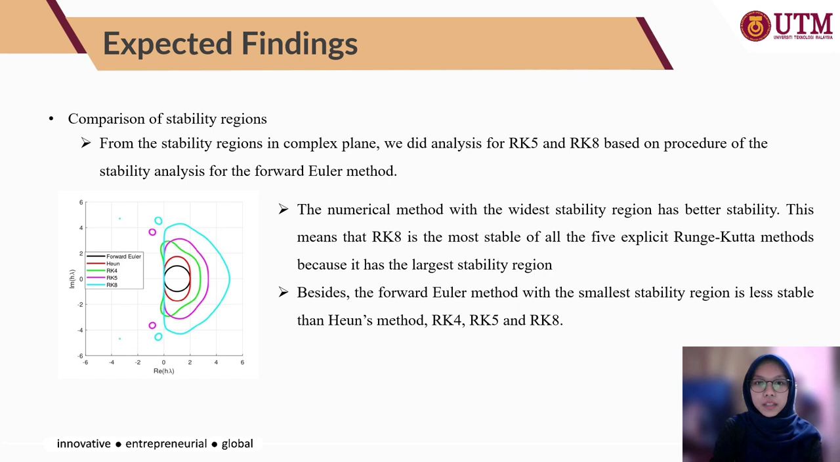The numerical method with the widest stability region has better stability. This means that RK8 is the most stable of all the 5 explicit Runge-Kutta methods because it has the largest stability region. Besides, the forward Euler method with the smallest stability region is less stable than Heun's method, RK4, RK5, and RK8. From the figure, you can see that the blue line, which is for RK8, has the widest region. Meanwhile, the forward Euler method in a black line has the smallest region.